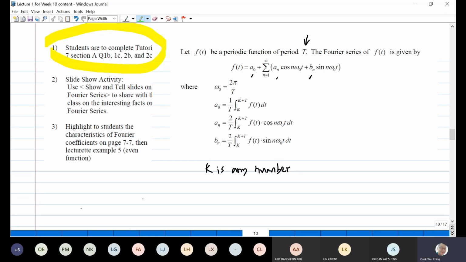What you see on the right hand side is the general formula for Fourier series. It's slightly different from the even or odd function. Now this general one is where k is any number, right? So this is the general formula. I'm going to show you slowly, step by step, how to actually use it for an even function.